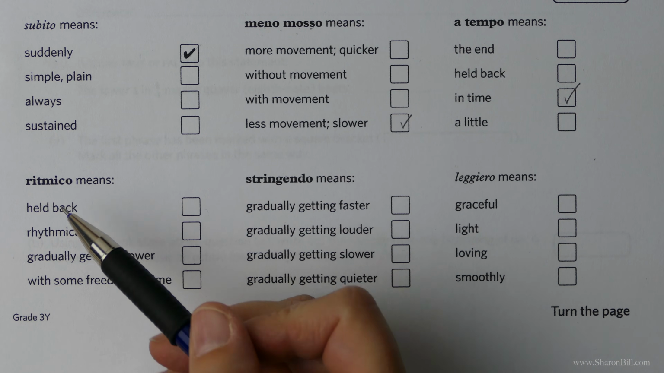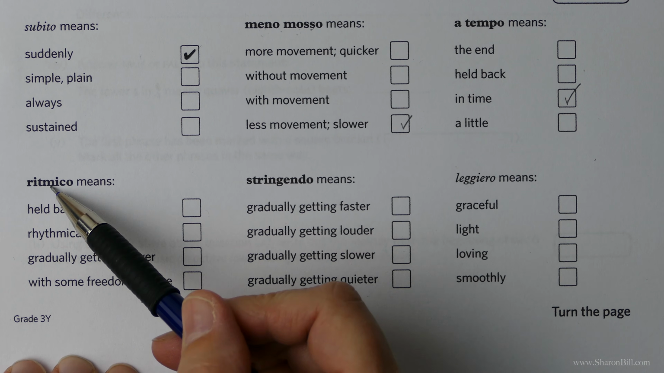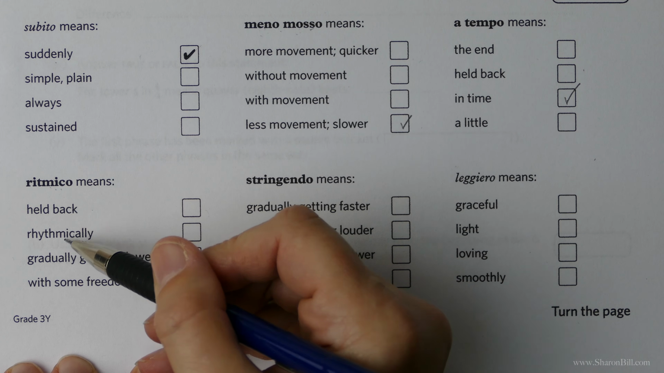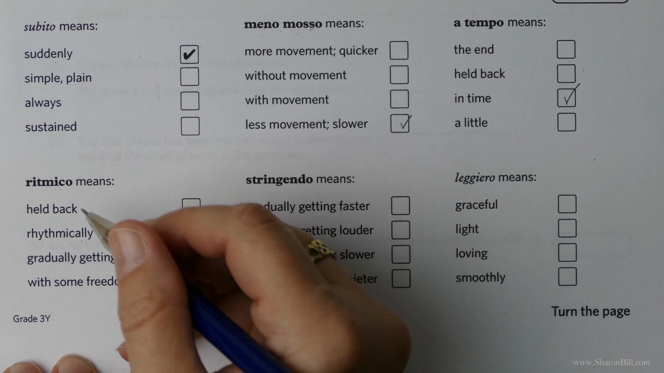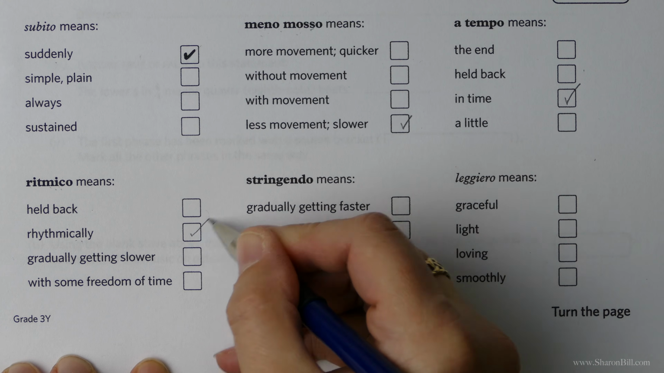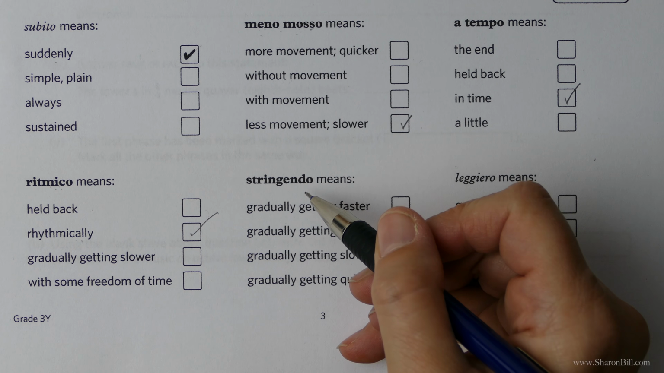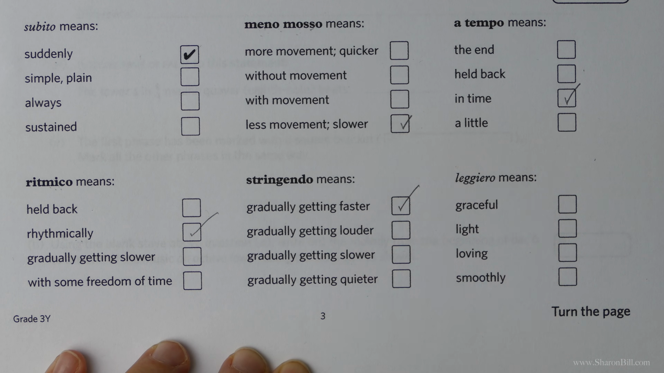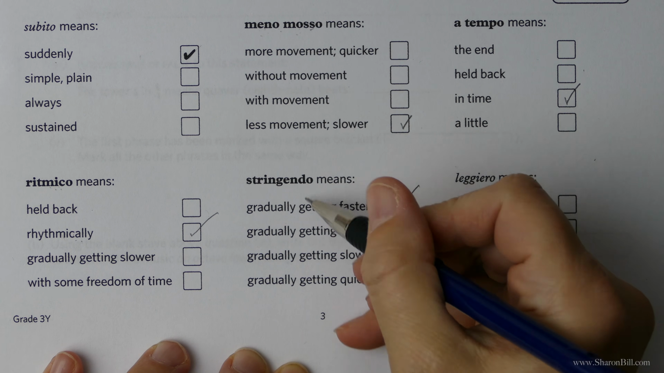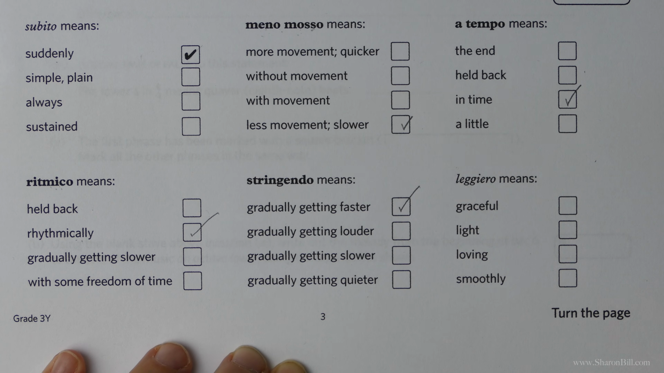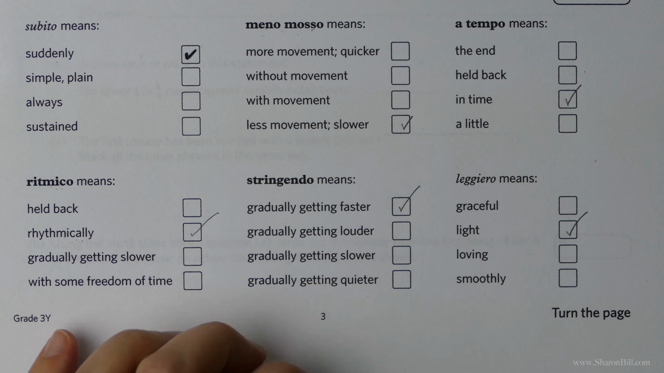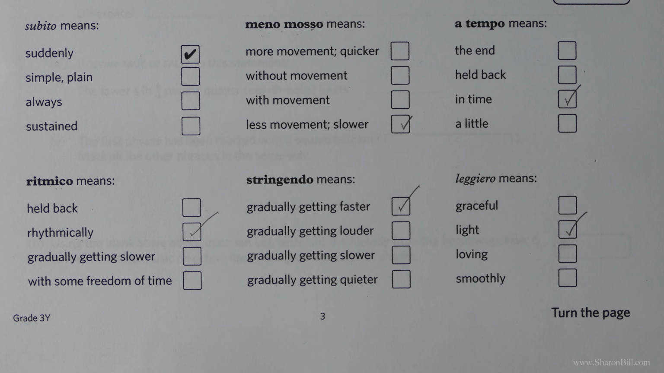So now this one, it's not difficult to guess that this means rhythmically. Nice root word link there, we can see ritmico, rhythmically. Stringendo is gradually getting faster. That one doesn't seem terribly obvious to me, so you've just got to be aware of it and revise it. And then leggero means light. So that's the end of that question, that's the end of that page.